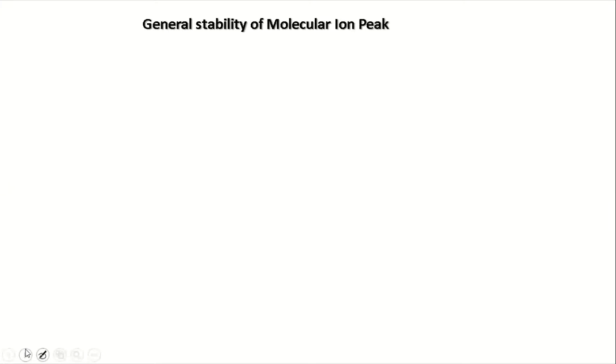General stability of molecular ion peak. Okay, so you have a huge spectrum of molecular ions with different functionalities. You have carboxylic acid, alkene, aromatic compound, alcohol, amine, ester, and a huge class of aromatic compounds, right? So in general, how will the molecular ion be stabilized?